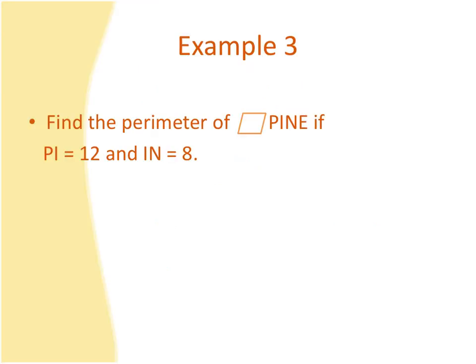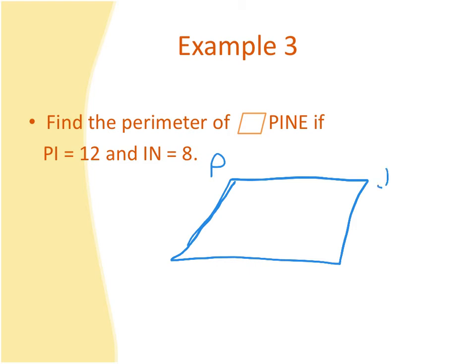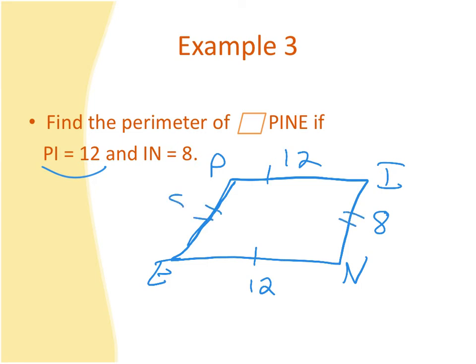So for example 3, it wants us to find the perimeter of parallelogram PINE. Notice a picture is not provided, so I'm going to go ahead and give myself a sketch. So I'm going to draw a parallelogram. I'm going to label it PINE. It told me the length of PI is 12 and the length of IN is 8. So I'm going to go ahead and use the theorem that I just learned, that opposite sides are congruent. So if this side is 12, I know this side is 12. And if this one's 8, then this one's 8.